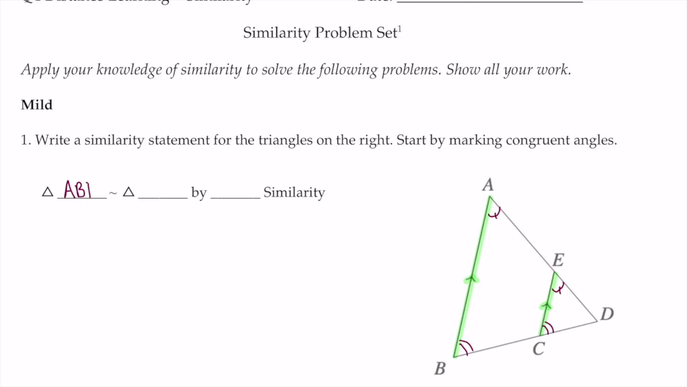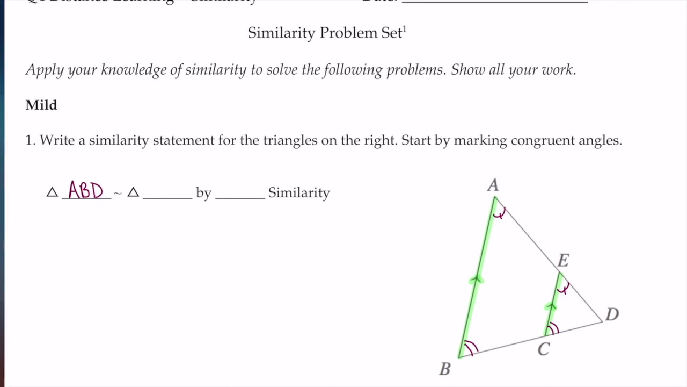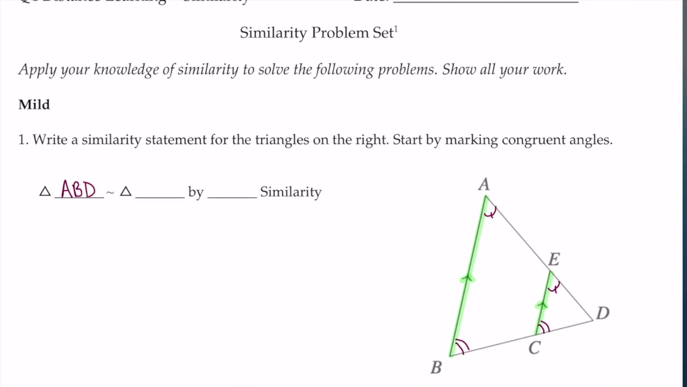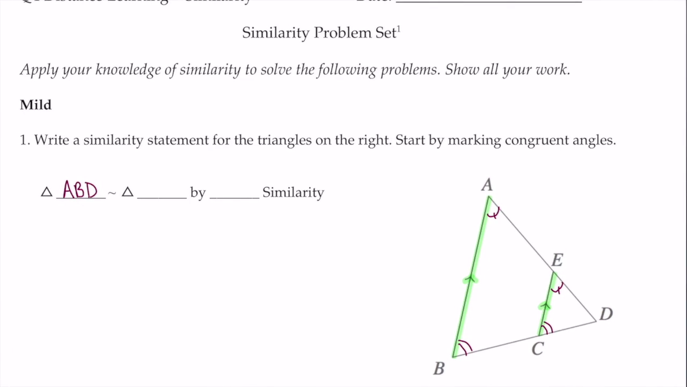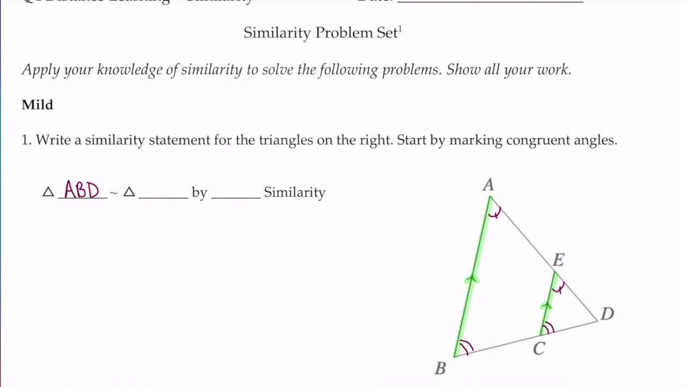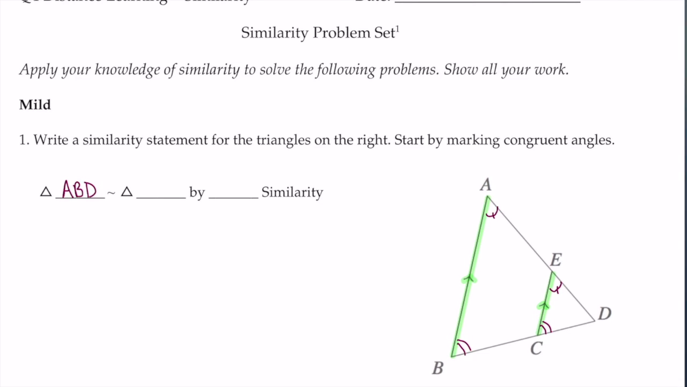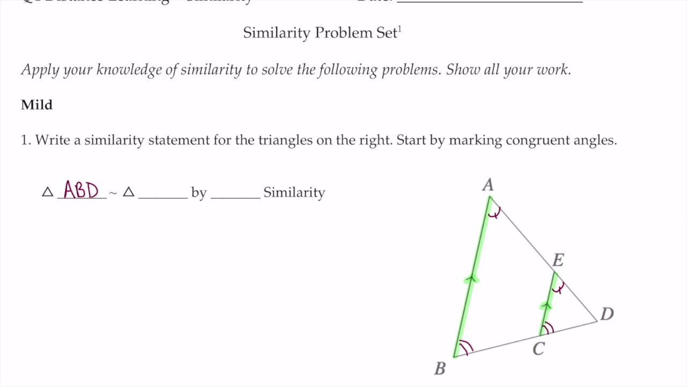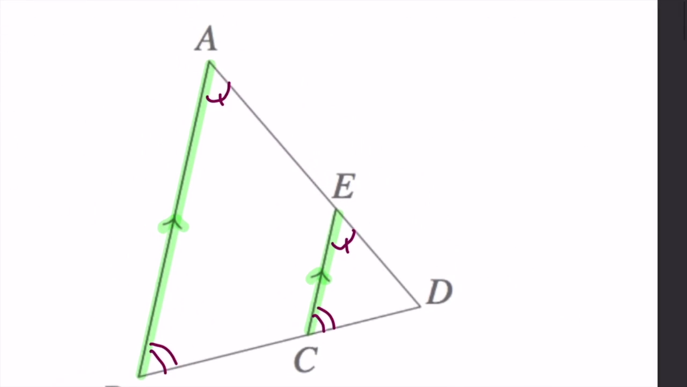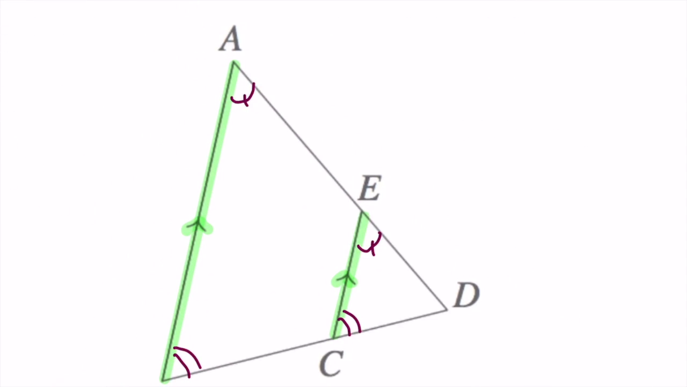We write triangle ABD is similar to, and then when you write out the second triangle, make sure that you match up corresponding angles or corresponding vertices in the order of ABD. And then in this blank, we need to think about how we know they're similar. Notice that we only have information about the angles here. It looks like we have 2 pairs of congruent angles in triangles ABD and ECD.